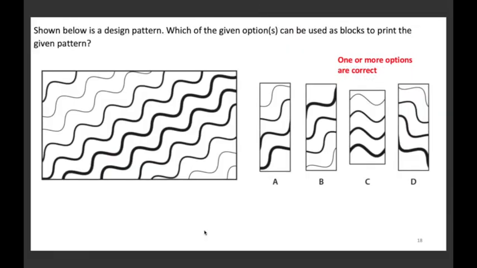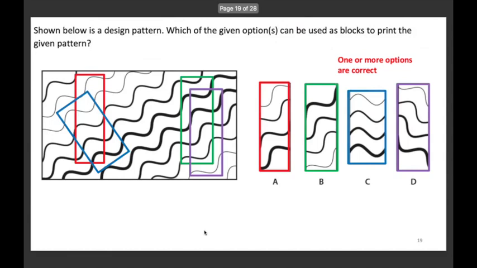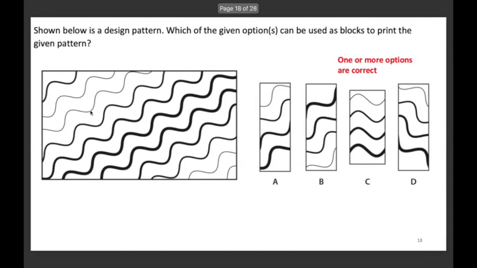Shown below is a design pattern. Which of the given options can be used as a block to print this given pattern? Okay, one or more options are possible here. So these are all the places which can be traced. Pattern A, the option A that is given, if you look at the original pattern here, it is actually continuous.